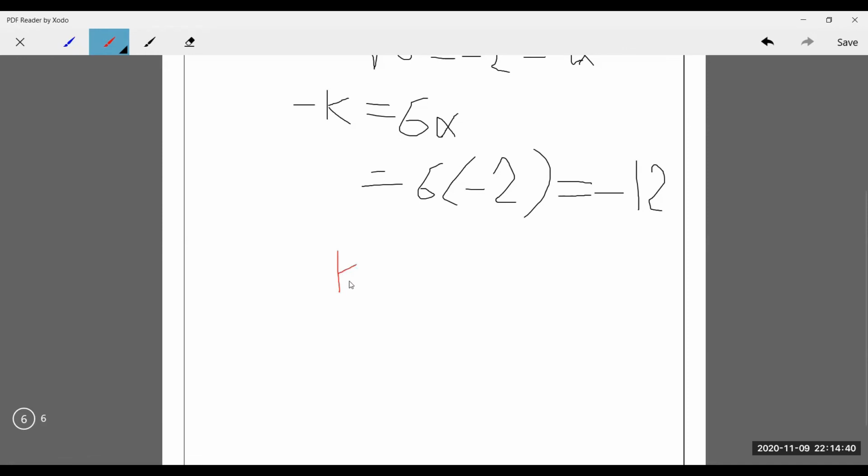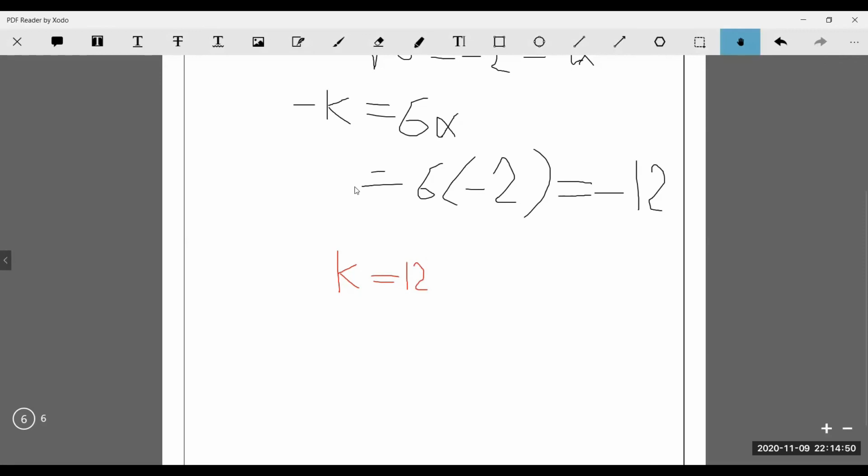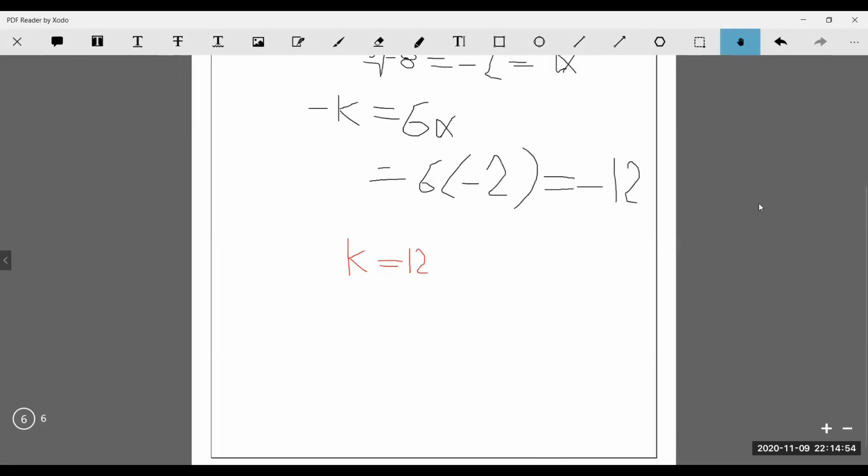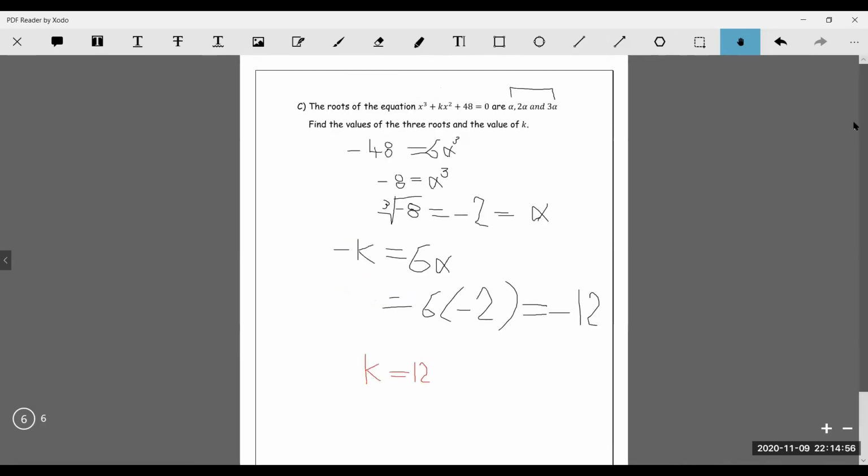K is equal to 12. Easy, soft. Very easy question. Nice. So we get that k is equal to 12. And we're good. Easy question, soft.